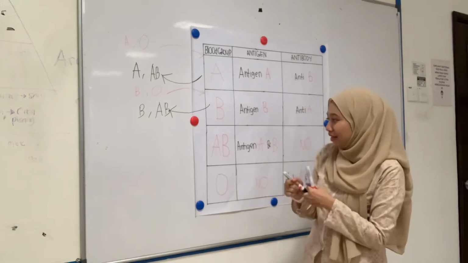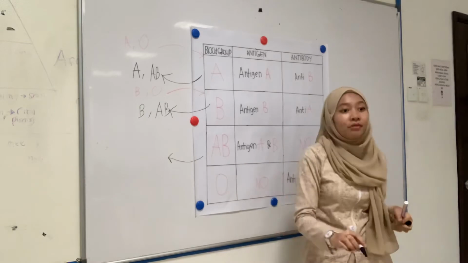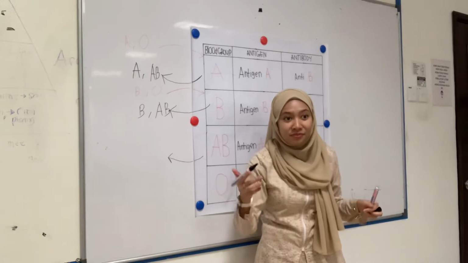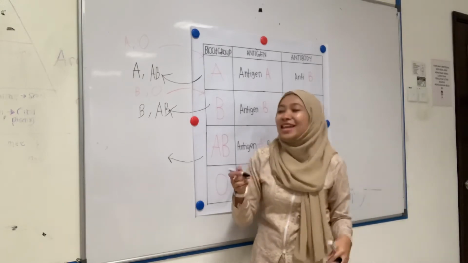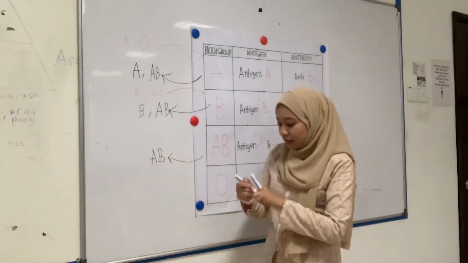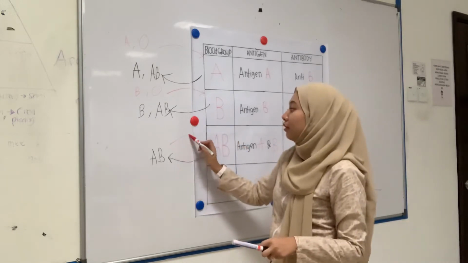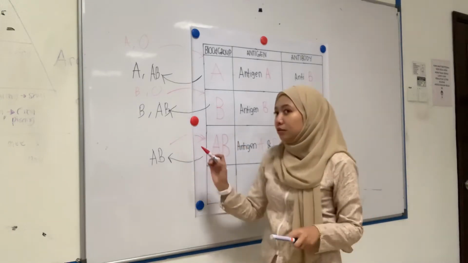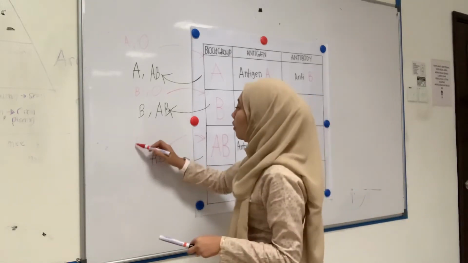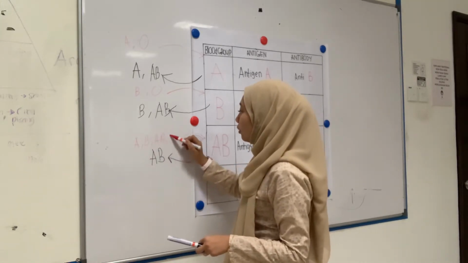Let's proceed with AB. Can an individual from the AB blood group donate blood to AB only? Yes. Thank you, Raiha. Thank you, everyone. Again, an individual with AB blood group is a universal recipient. So, every blood group. You can receive blood from everyone: A, B, AB, and also O.